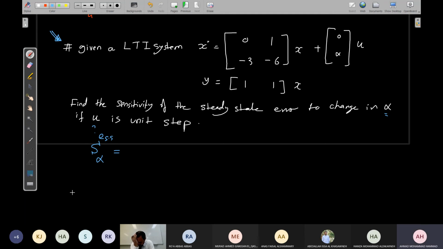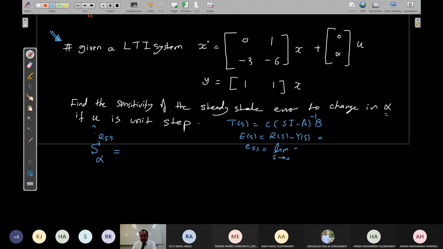We need to find T of S, from the equation C times S I minus A inverse times B. Then E of S equals R of S minus Y of S by definition, which is 1 minus T of S. Then we take the limit as S goes to 0 of S E of S, so E steady state equals the limit when S goes to 0 of S E of S. And in this case, E steady state will equal 1 plus C A inverse B, correct?